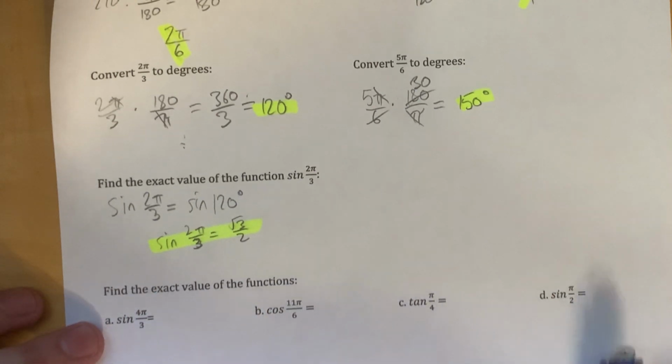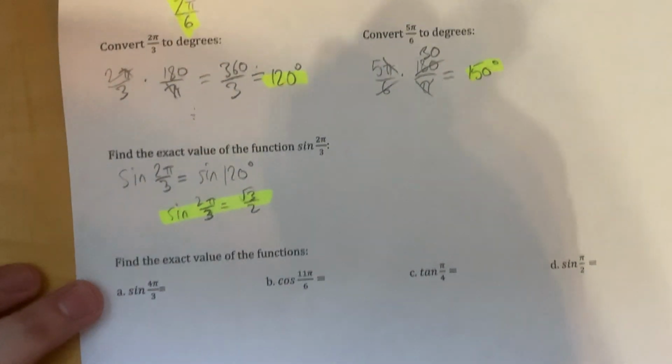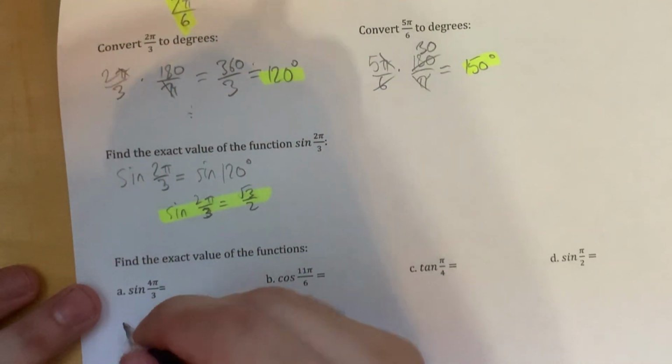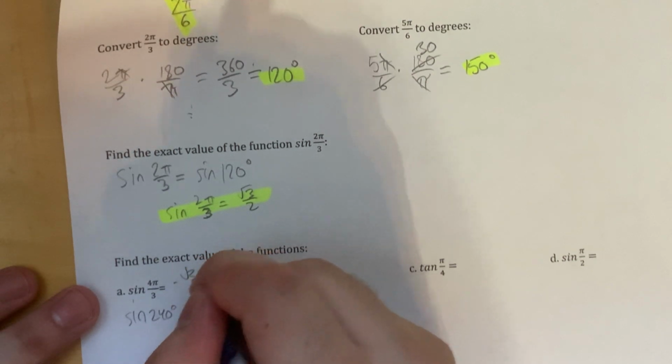Can you guys figure this out? Yes, you guys can. I'm sure you guys can. And I'm sure you guys did it, and I'm just showing you guys the answers. So let's do the first one. That one's sine of 240 degrees, right? Which is -√3/2.